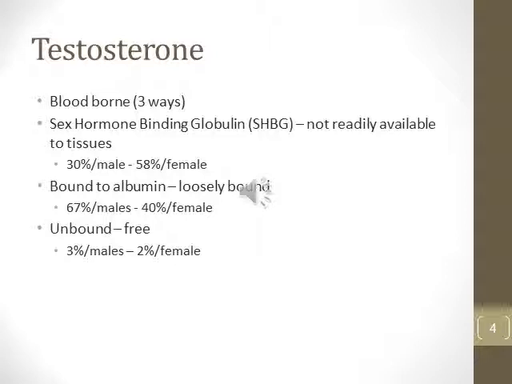So when you look at the percentages here, you look at the loosely bound and the unbound, there is more circulating testosterone in males versus females that is readily used for tissue and other ways of the body. One way this can be seen is through the outward secondary sex characteristics in males. So males not only have more testosterone, but they also have more available for utilization by the body.